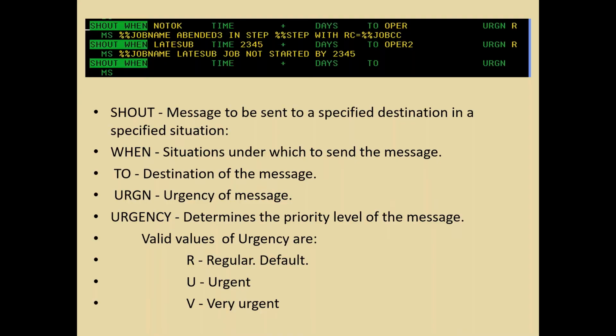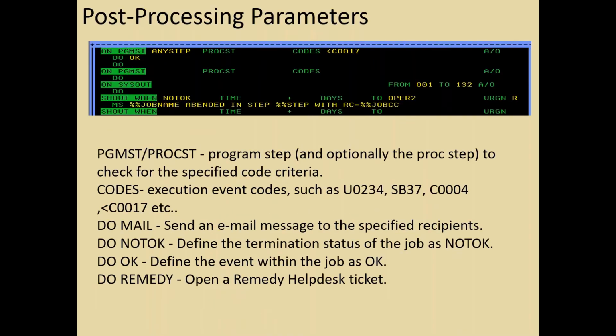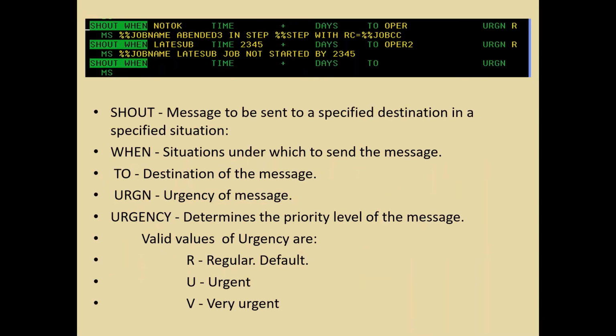One parameter gives the situation under which to send a message. Then the second is the destination of a message. Then URGN is urgency. So urgency determines the priority level of a message. Valid values under urgency: R, that is your regular default. So urgency is given here in the last column, URGN equal to R. U is for urgent and V is for very urgent, whereas R is for regular.